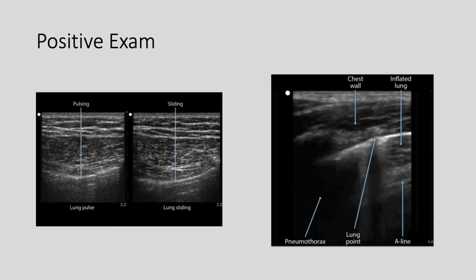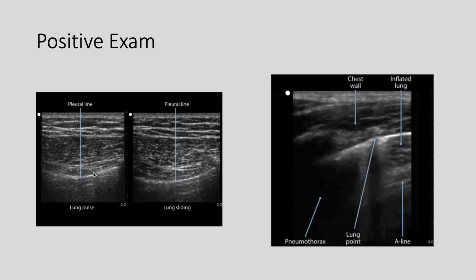The lung point is the intersection between the lung moving against the inner chest wall and the pneumothorax. The lung point has been defined as the transition point of a lung pattern to a pneumothorax at a precise location of the chest wall. This can be seen in the accompanying ultrasound image.